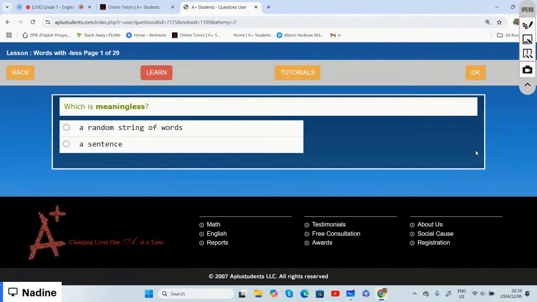Which is meaningless, without meaning? Which is meaningless? It is without meaning. Is it option one, a random string of words, or option two, a proper sentence? Which one is correct?